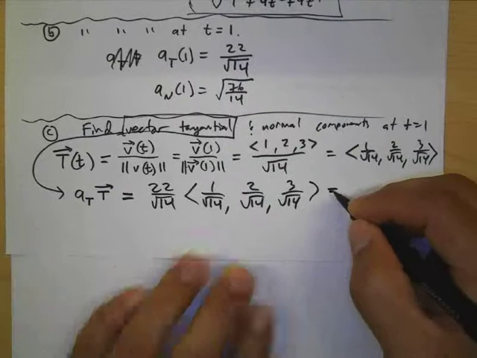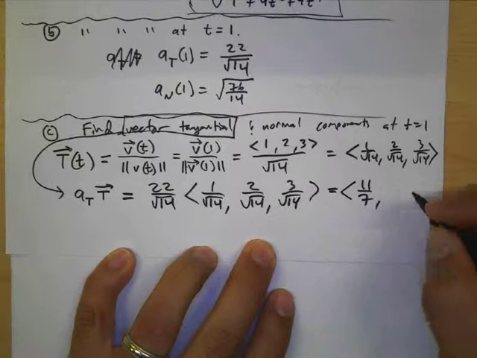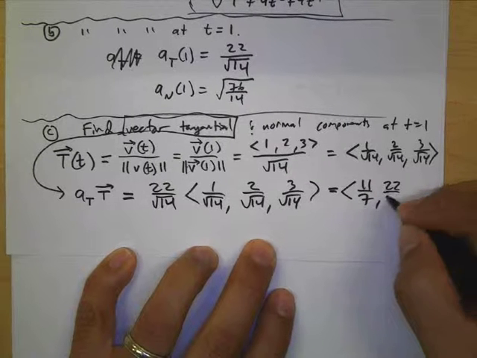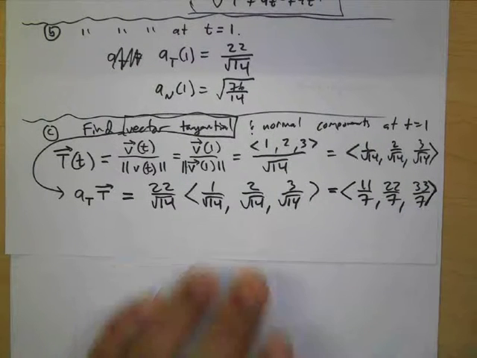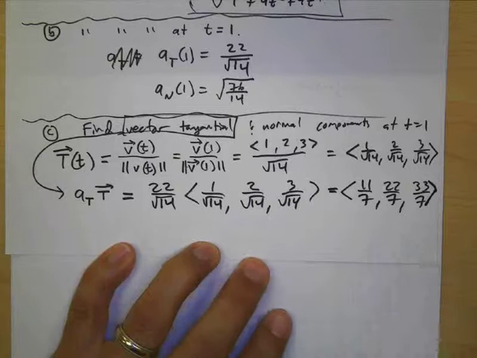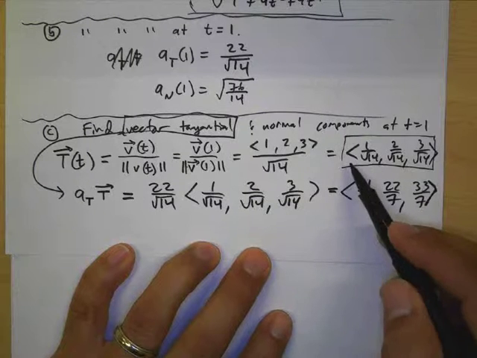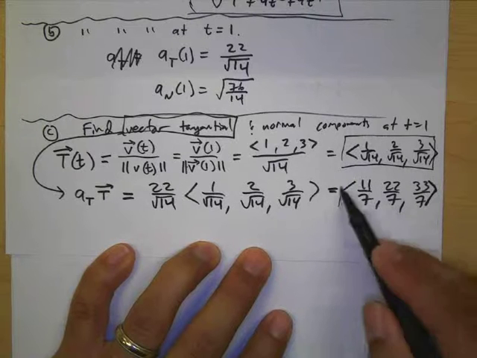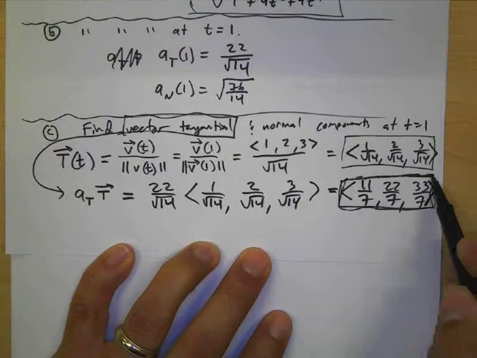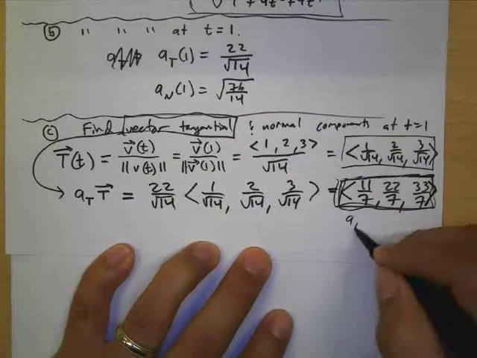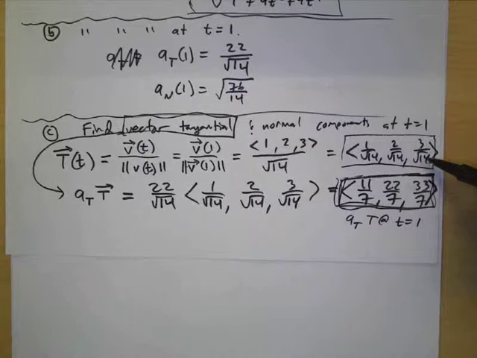So if we clean that up, 22 over 14 is the same as 11 sevenths. That will be 11 sevenths, 22 sevenths and 33 sevenths. Okay? So this is your tangential vector component at t equals 1. Oh no, I didn't do the normal yet. Sorry. This is the tangential vector at t equals 1. This is just the unit tangent.